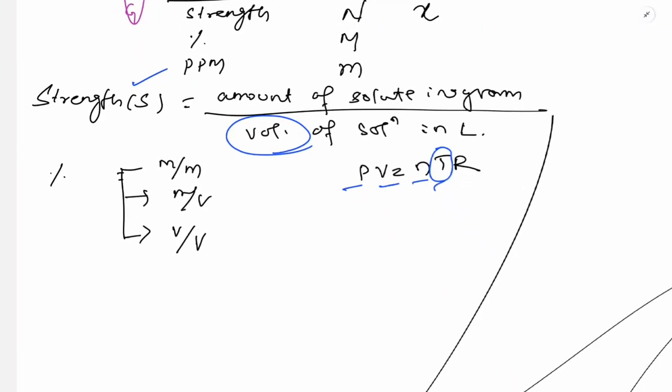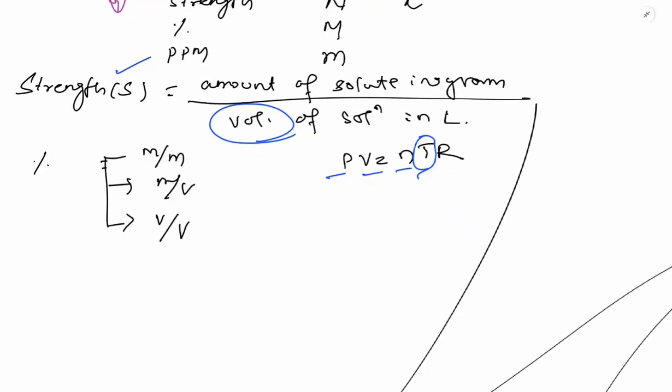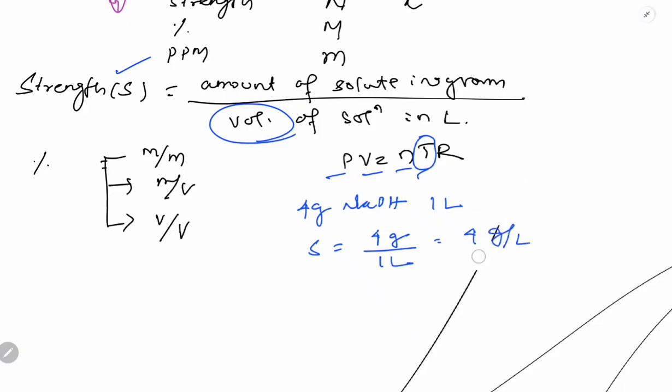Consider, what is the strength if 4 gram of sodium hydroxide is dissolved in 1 liter solution? So we can say that strength will be 4 gram divided by 1 liter. So it will be 4 gram per liter. So this will be the solution.